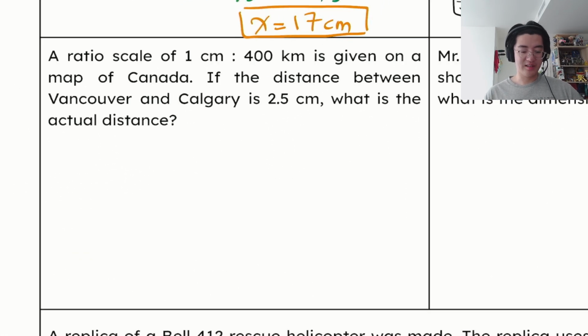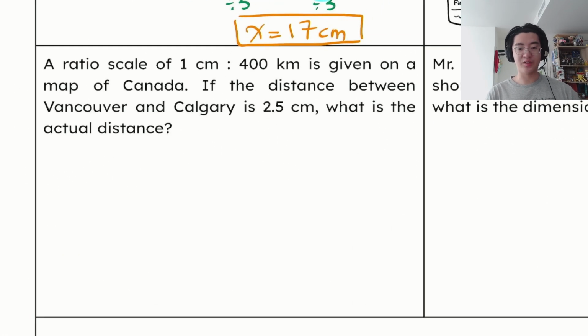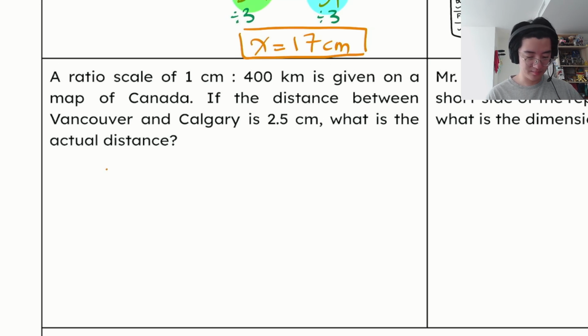Okay, let's try this one. We have a ratio of 1 centimeter to 400 kilometers. If the distance between Vancouver and Calgary is 2.5 centimeters, what's the actual distance? We have a scale here of 1 to 400, so 1 over 400. And now the distance between Vancouver and Calgary is 2.5 centimeters.